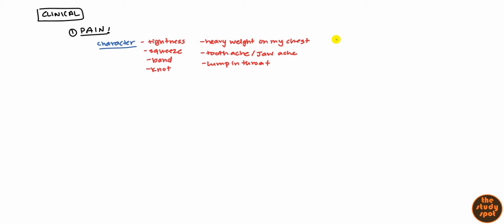Now, there are some ways that a patient can describe it which make it unlikely that they're having some type of coronary artery disease. This is if they describe it as sharp or stabbing. So remember, the type of pain in coronary artery disease will be very diffuse, squeezing type of pain. So that's the general idea.